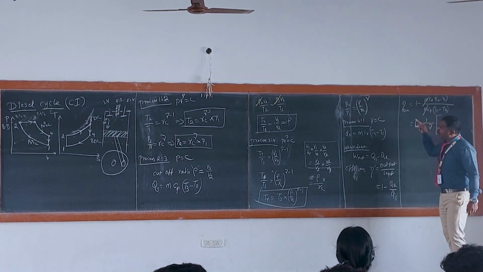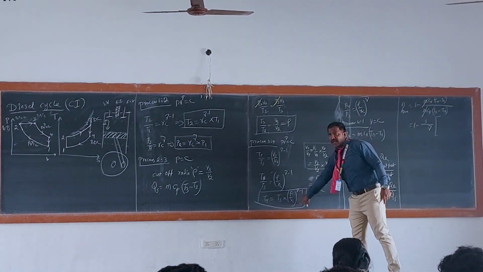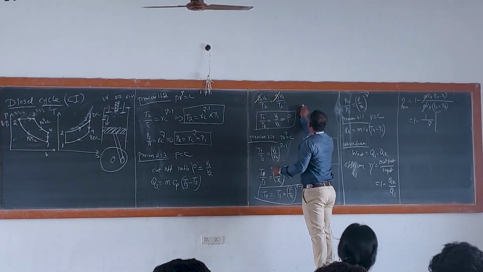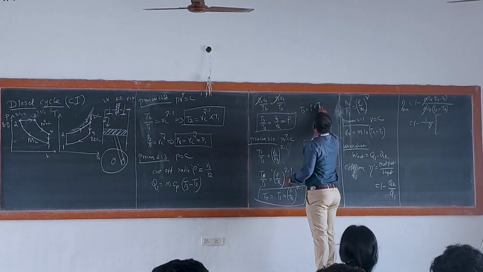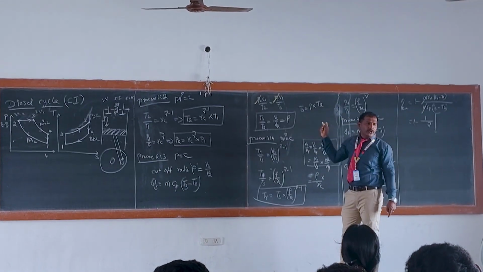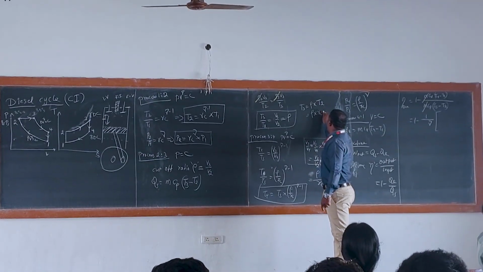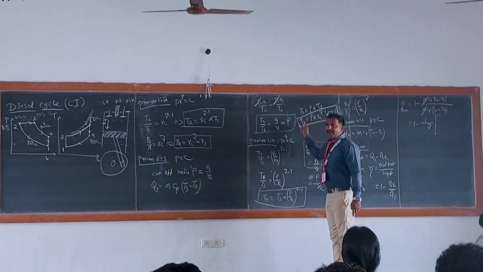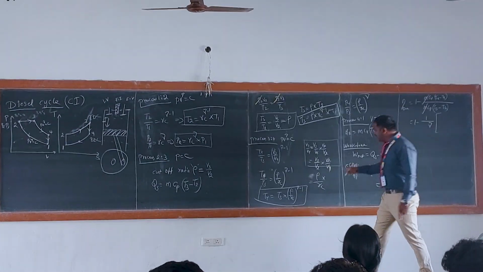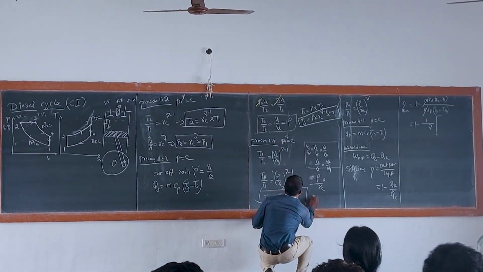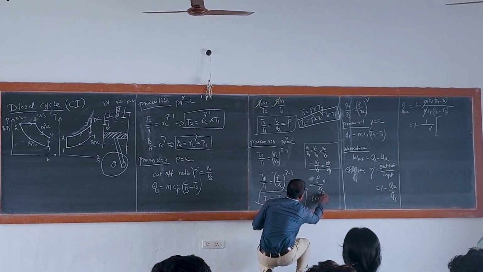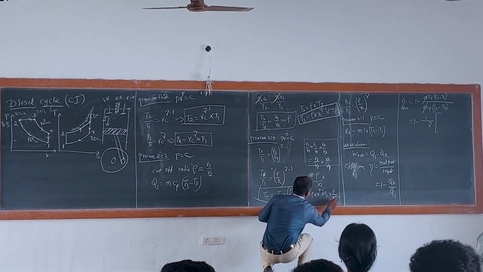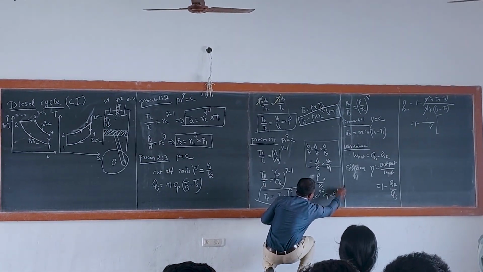What is T4? I haven't found T4 yet. We found T3 first. We have T3: T3 is equal to rho into T2, and T2 is rc power gamma minus 1 into T1. So T3 is rho into rc power gamma minus 1 into T1. Substitute that here: rho into rc power gamma minus 1 into T1, into (rho by rc) power gamma minus 1, and gamma minus 1 here too.